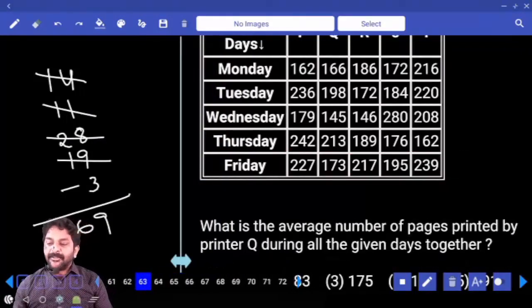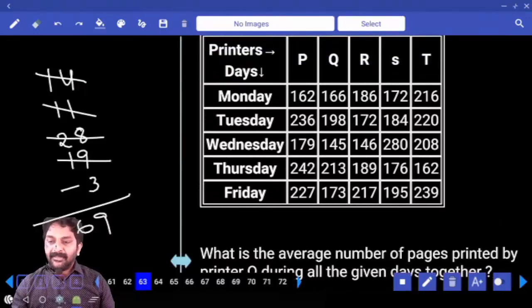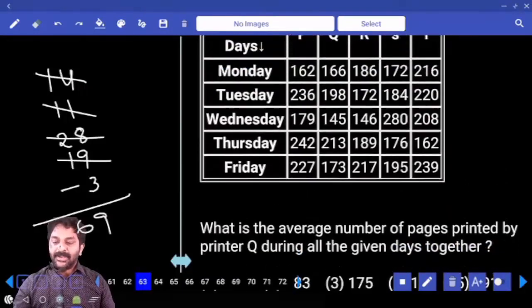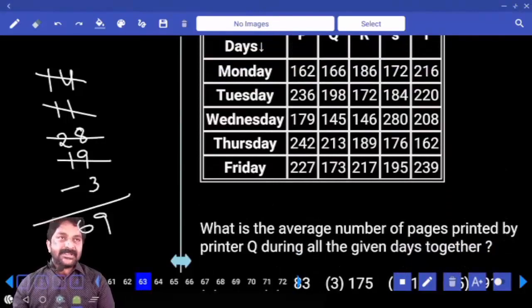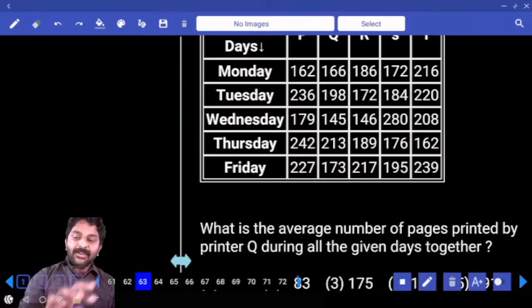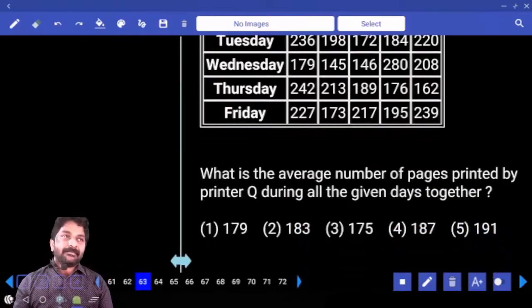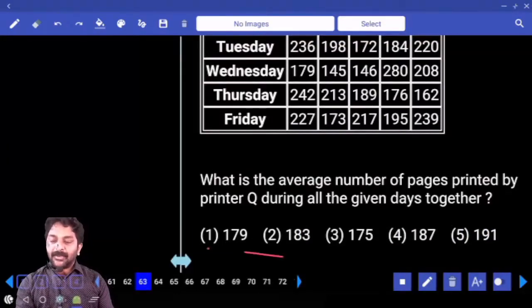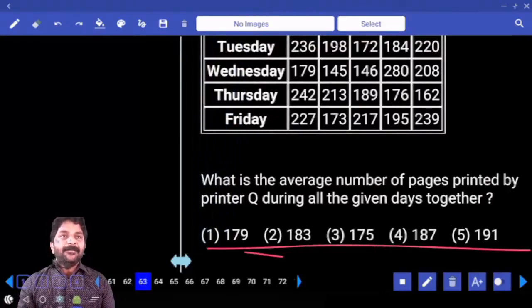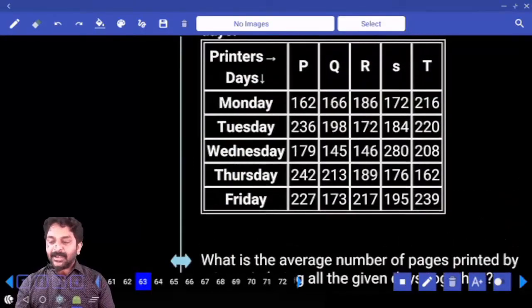What is the average number of pages printed by printer Q during all the given days together? Right. So one way is to add all the values and divide by 5. Otherwise, you can start with a benchmark. Look at your options. They are close by 180 only. Take 180 as the benchmark. Now let's see.